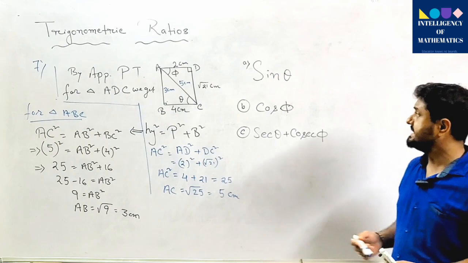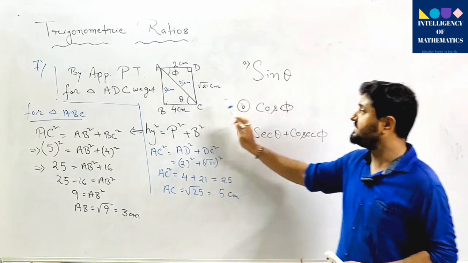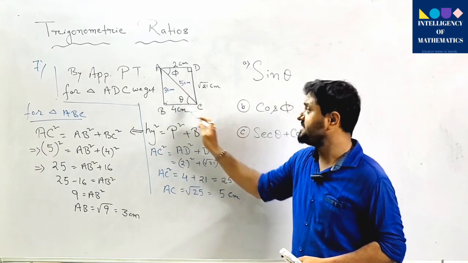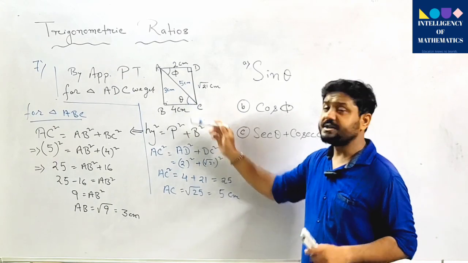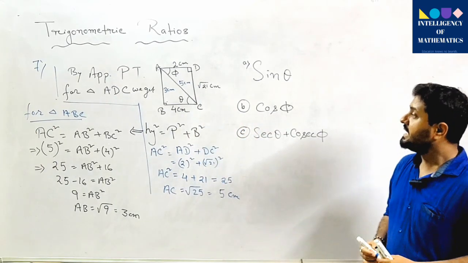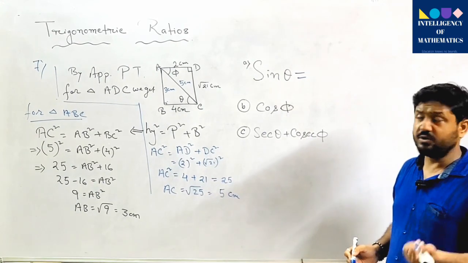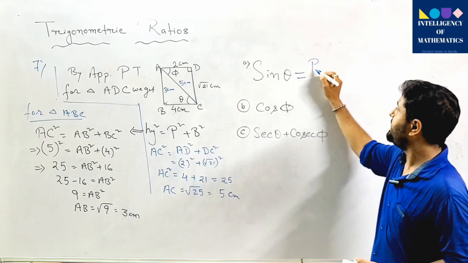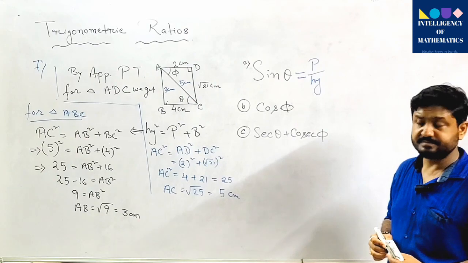So here the first question is sine theta. Theta is given in this triangle ABC, so we will be considering this triangle, and this is theta. Our considering angle is this angle. Now they have asked the value of sine theta, and we know sine means perpendicular by hypotenuse. We write this one first.